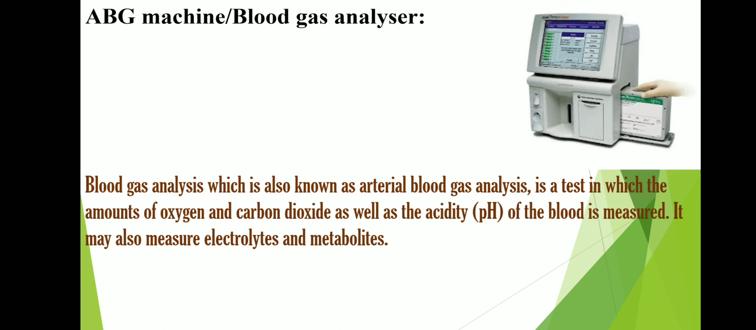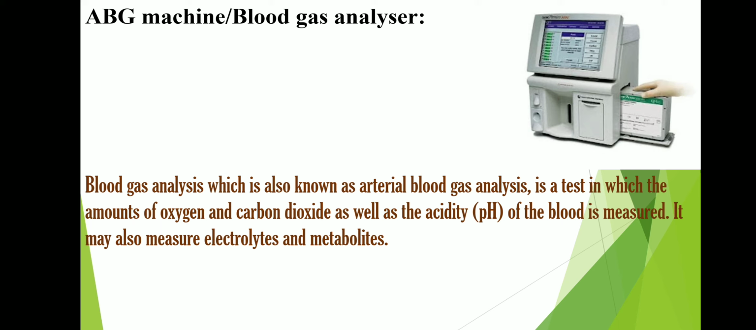So now we will discuss some examples of digital machines. First of all is the ABG machine. ABG is the arterial blood gas analyzer machine, which identifies the amount of gases in the blood. So you can see the image of how it looks.